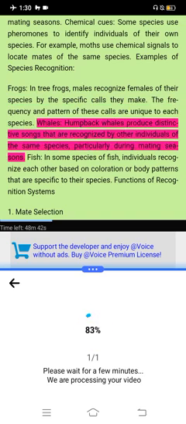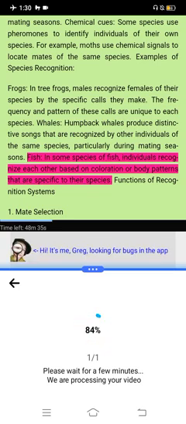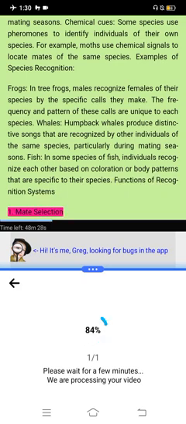Whales. Humpback whales produce distinctive songs that are recognized by other individuals of the same species, particularly during mating seasons. Fish. In some species of fish, individuals recognize each other based on coloration or body patterns that are specific to their species. Functions of recognition systems. 1. Mate selection.